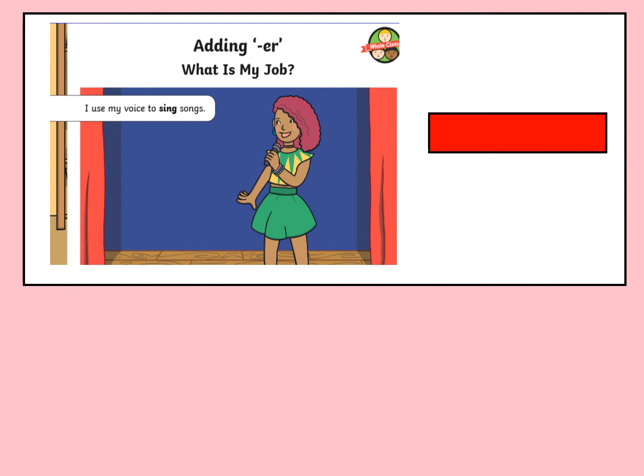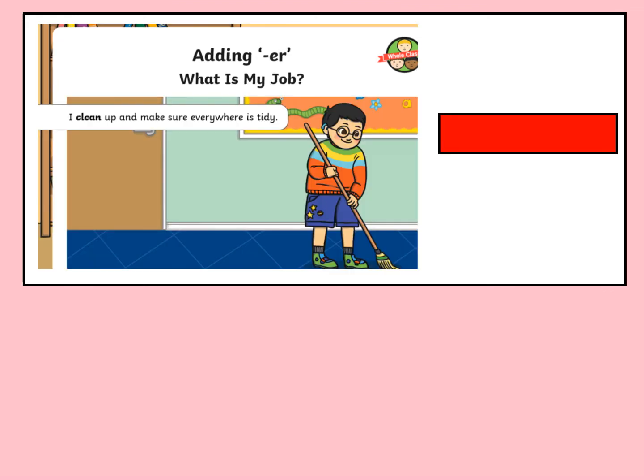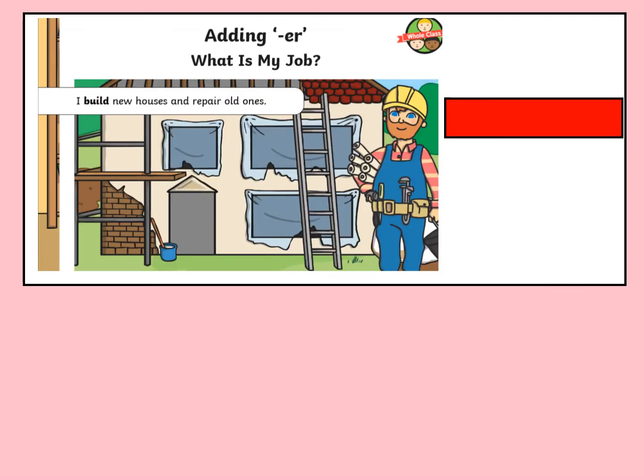Next person, what is my job then? I use my voice to sing songs. Have a think of what word you will need to answer this question correctly. What is my job here? I clean up and make sure everywhere is tidy. Again, think about what suffix you're going to add to what root word. Next one, I build new houses and repair old ones.